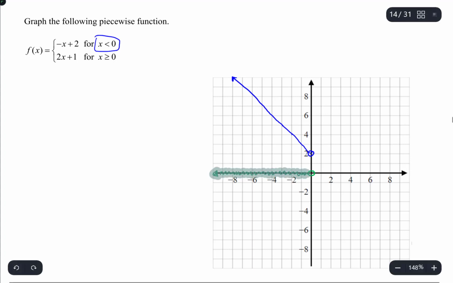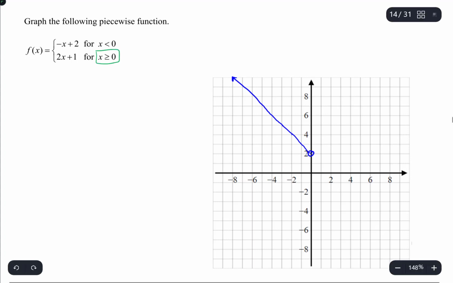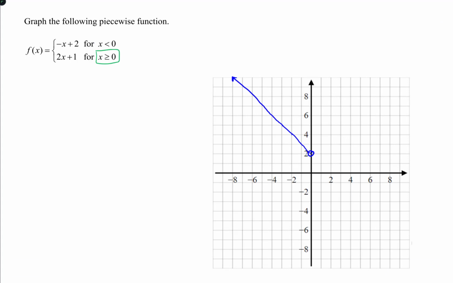All right, the other part of this is subject to where x is greater than or equal to 0. So that would be these values here. So that's where x is 0, and this is where it's greater than or equal to 0. And then we have the line 2x plus 1. So 2x plus 1, it has a y-intercept of positive 1.